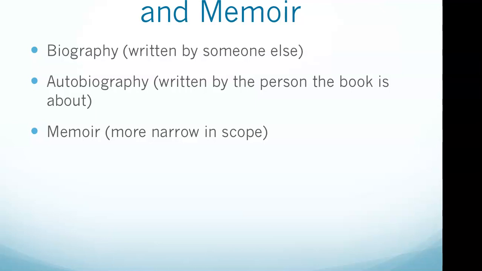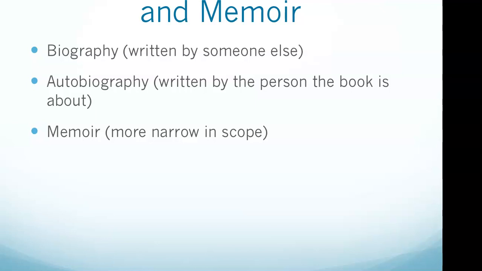Okay, so then finally we get into, I think part of this got cut off on the title of this page, but it's biography, autobiography, and memoir, and being able to differentiate the 3. So biography is an account of someone else's life that's written by someone else, while an autobiography is written by the person the book is about. So if it's my autobiography, it's me writing about me.